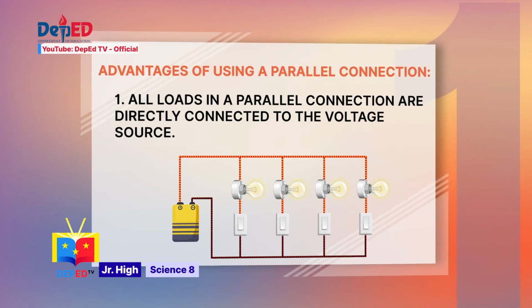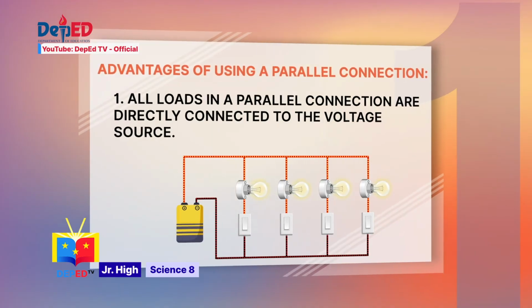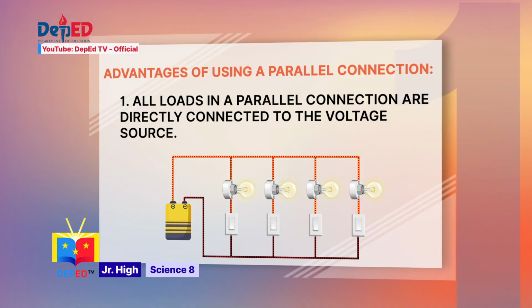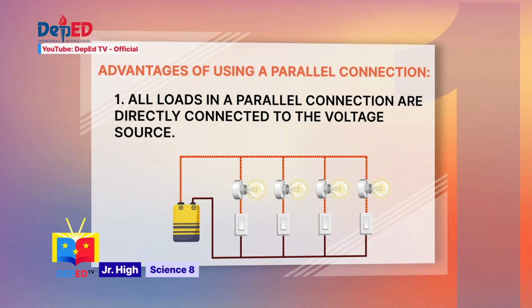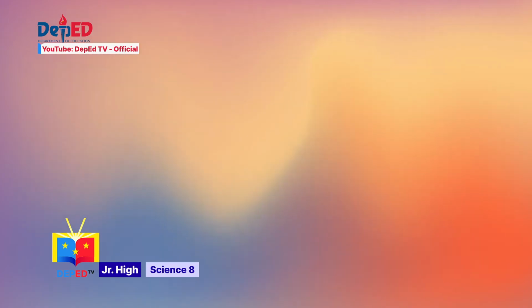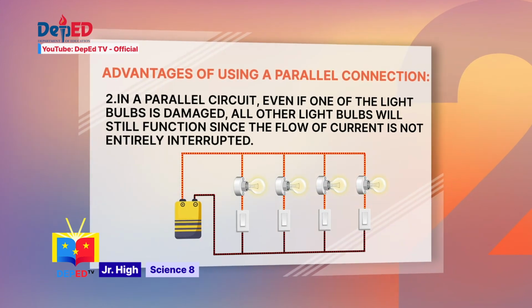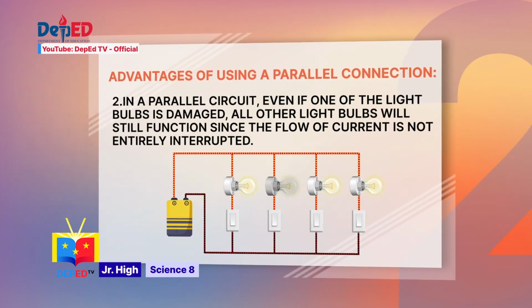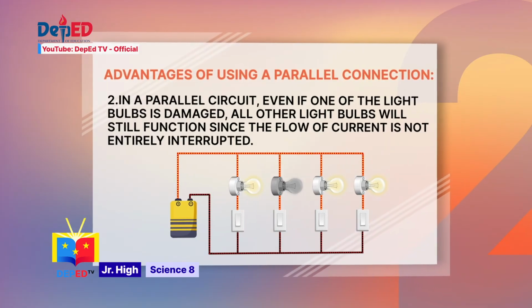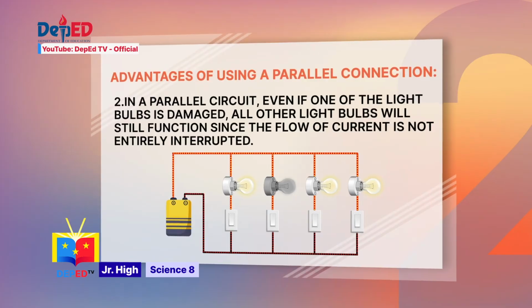1. All loads in a parallel connection are directly connected to the voltage source. Even if the resistances vary, all light bulbs can still have their maximum brightness. 2. In a parallel circuit, even if one of the light bulbs is damaged, all other light bulbs will still function since the flow of current is not entirely interrupted.